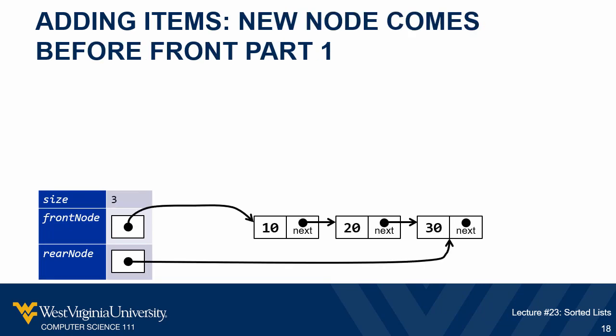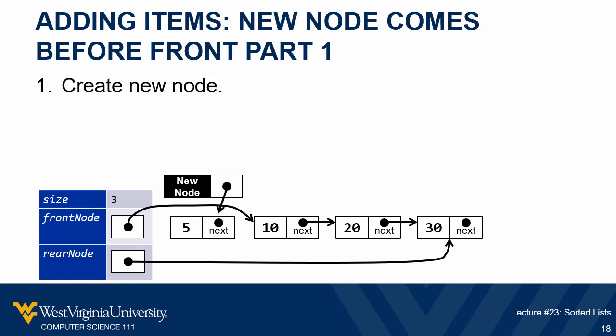Another situation that we can run into is where the item that we're going to add has a value such that it should become the new front of the list. So let's say that we have this list that's shown on screen right now where our front has a value of 10 and things are sorted in ascending order as we go along. I'm going to add a new node that's going to have the value 5. So let's see how this is going to work. I'm going to create my new node first, and I'm going to look at that value 5 and realize it needs to go before the existing front.